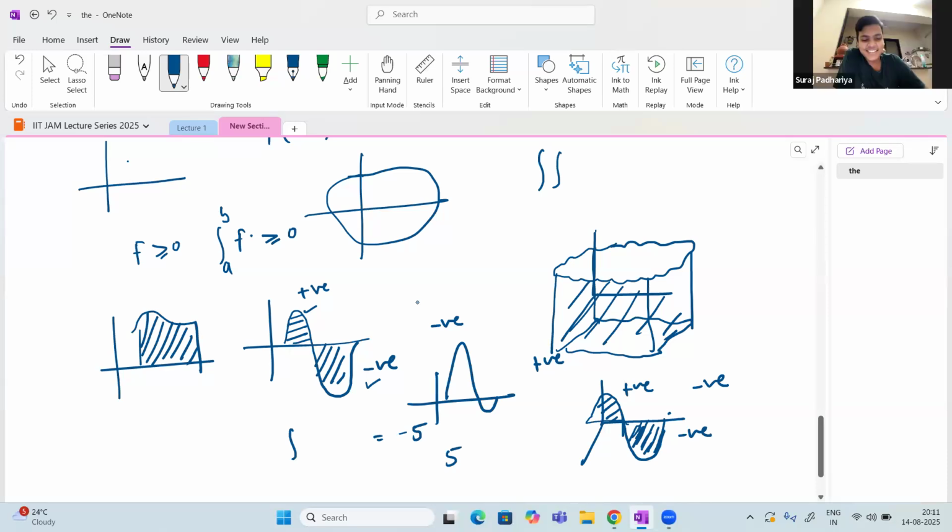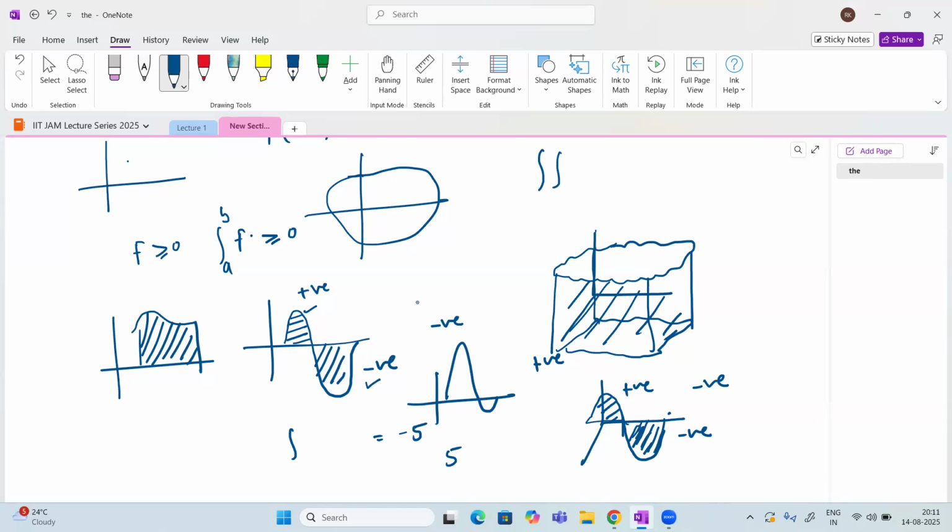Yes, sir. We do the same actually. It gives the area, but we should consider its mod. Why is it giving a negative value? Because the function is below the xy plane. So the function is like this, below the xy plane, and that's why the integral will give the negative value. But you know that it's a volume, so you need to convert it into a positive value.